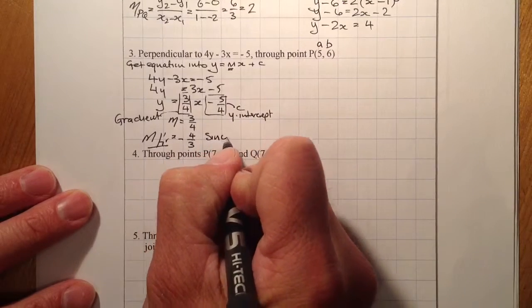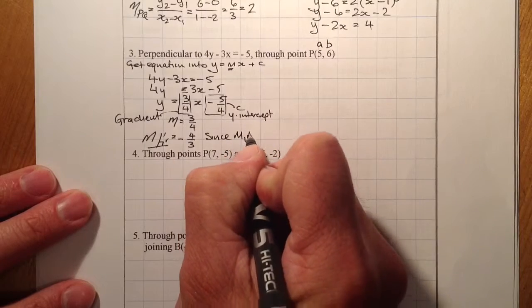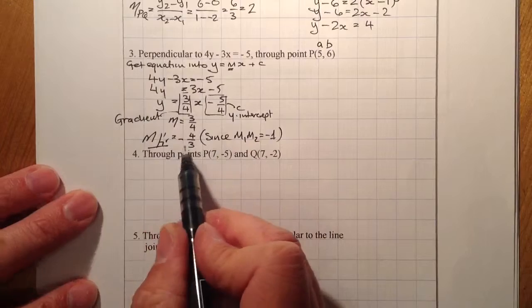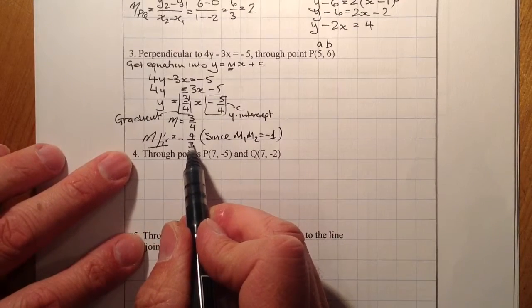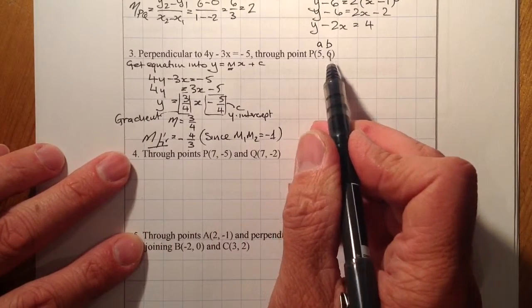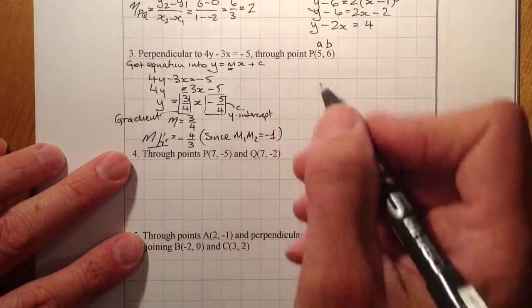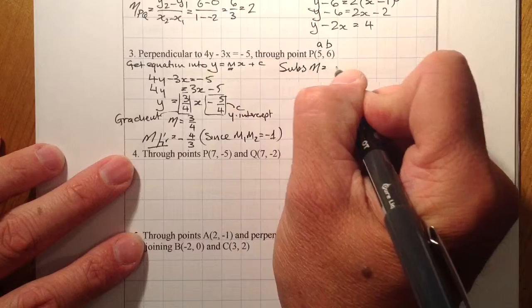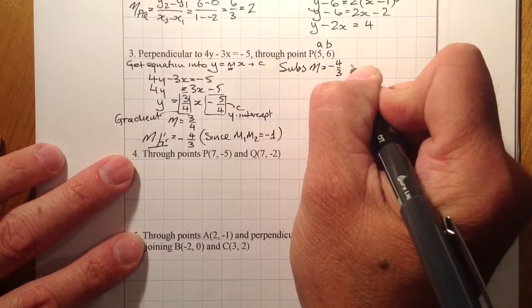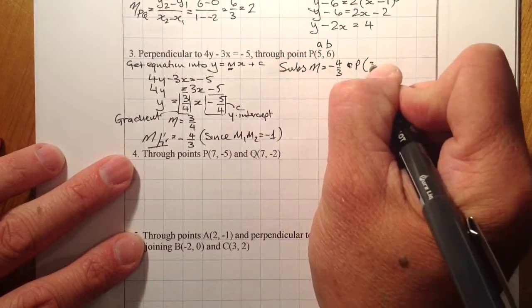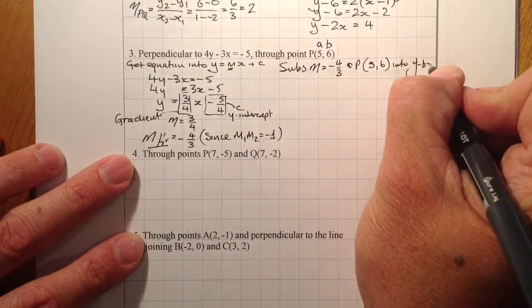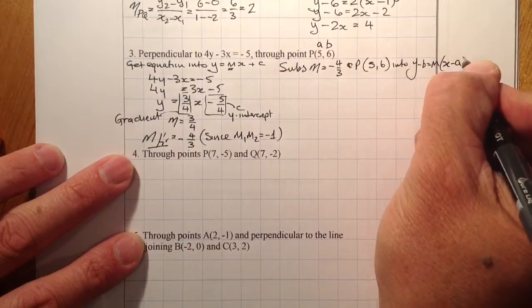And the reason that I know that is because gradient 1 times gradient 2 equals minus 1. Just a statement for that. So this is the gradient I'm going to use. This is the point I'm going to use. So that's me set up again to go ahead and do that. So I'll substitute the gradient, minus 4/3, and the point P, which is (5, 6), into y minus b equals m(x minus a).